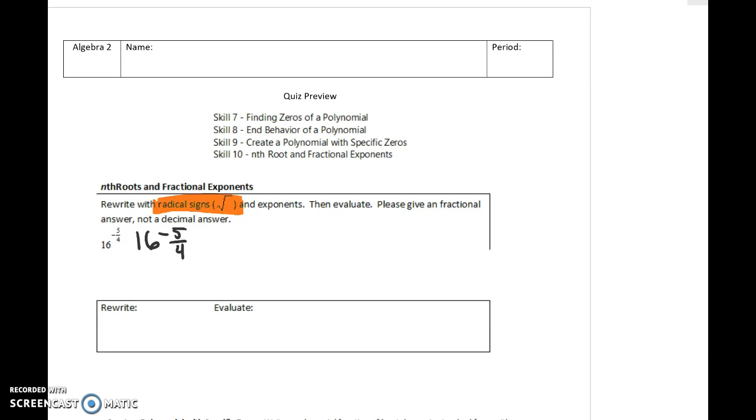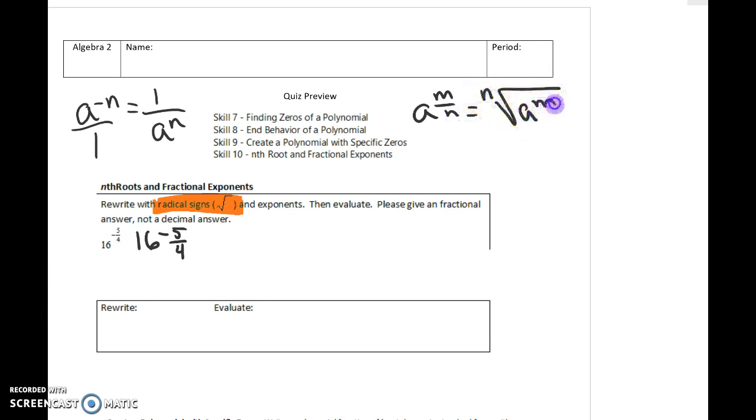The other thing that we want to note is a couple of exponent rules that you guys are going to need to know in order to accomplish this. The first one is how to get rid of the negative. So we have our rule a to the negative n is 1 over a to the n. So what you guys have to do is flip it from the numerator to the denominator, and vice versa. The other rule that we need is how to rewrite this using radical signs. So we have a to the m over n equals the nth root of a to the m. Both of those are going to be helpful today.